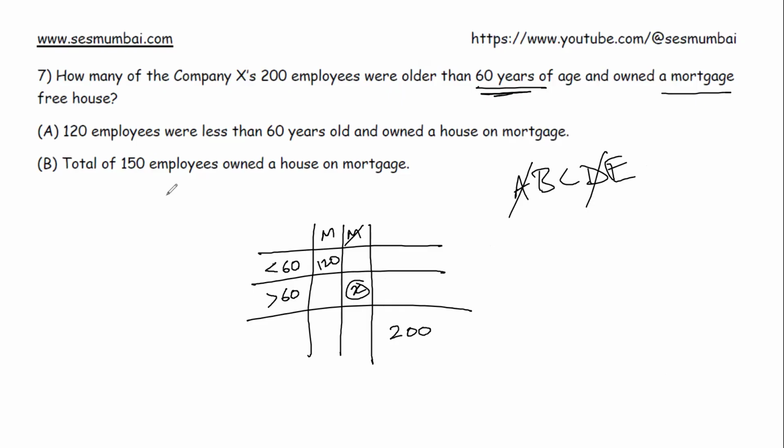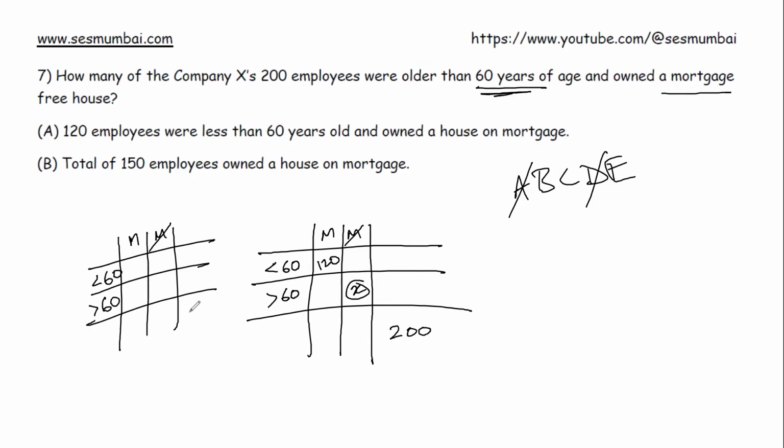Now, second statement. Total of 150 employees owned a house on mortgage. So remember to redraw it so that you don't get confused. Mortgage, no mortgage, less than 60, older than 60, 200 is the total. This is all the information from the question stem. This is what we need to find out: older than 60 years of age and owned a mortgage-free house, so no mortgage.